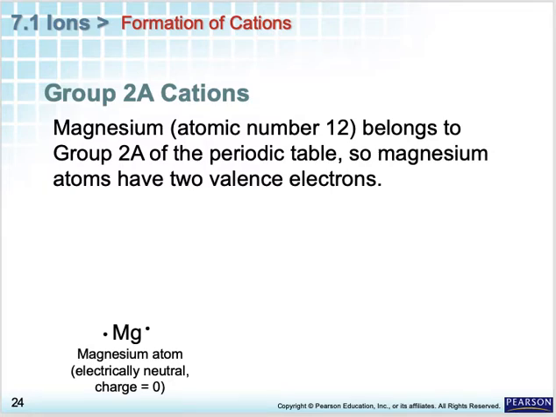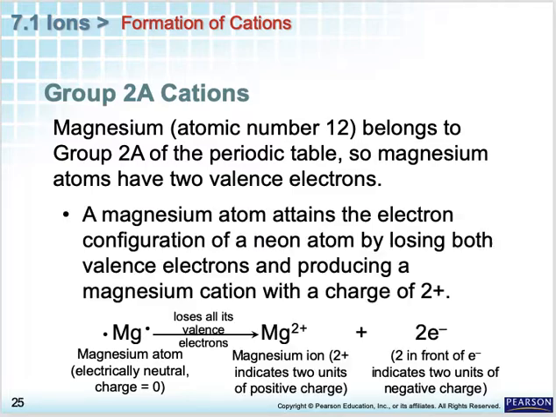I think we finished on this slide. Group 2A ions, or cations, also have 2 dots in their Lewis structure, so they would lose those. As an element, it's chemically or electronically neutral, and it would lose the 2 valence electrons when forming compounds, giving it a +2 charge.